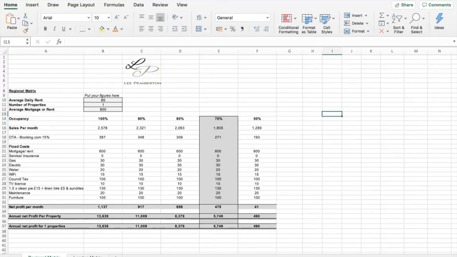So let's keep it really simple. I've got two tabs set up here for you. One is a regional matrix and one is a London matrix. So let's just focus on regional to start with. And the whole idea is that in these cells here, you can actually change the numbers.